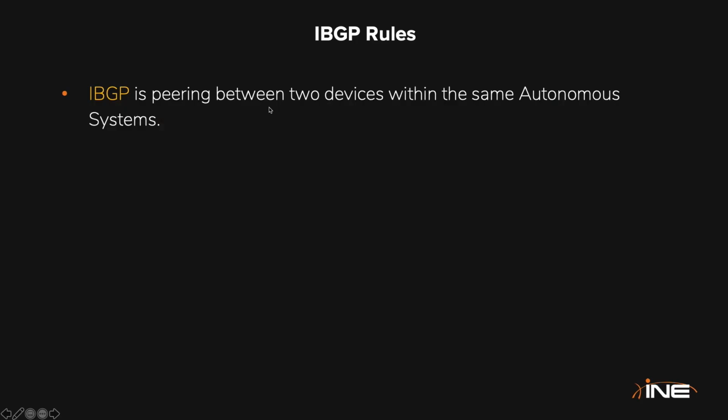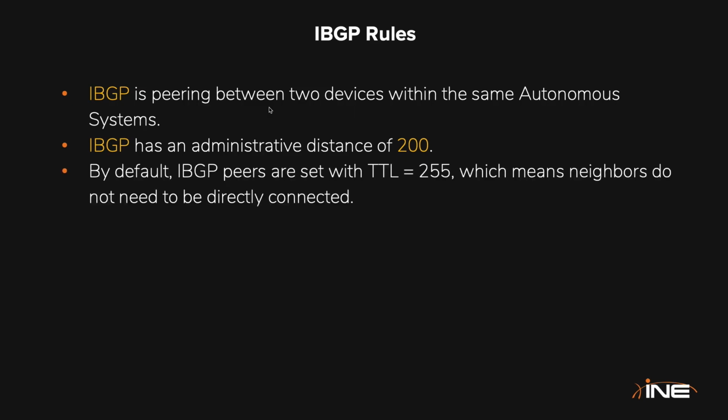Now basically an iBGP connection is a peering between two devices who are in the same autonomous system. iBGP has an administrative distance of 200. So if you receive a route from an iBGP neighbor and you do a show IP route, you would see that the AD is set to 200.